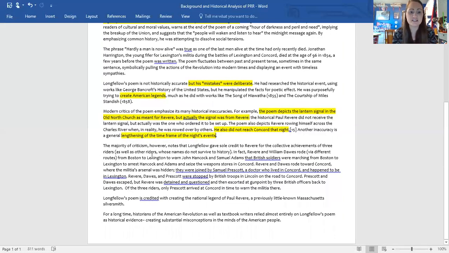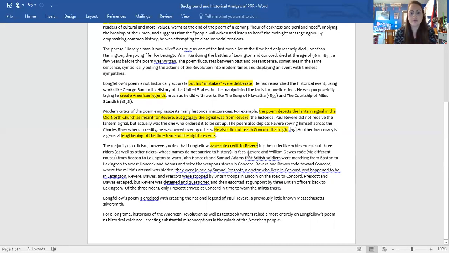The majority of criticism, however, notes that Longfellow gave sole credit to Revere, so he was the only rider. This is actually not true. This is probably the most important part of the historical inaccuracy, the fact that there were actually 3 major people involved. Longfellow gave sole credit to Revere for the collective achievements of 3 riders, as well as other riders whose names do not survive to history.